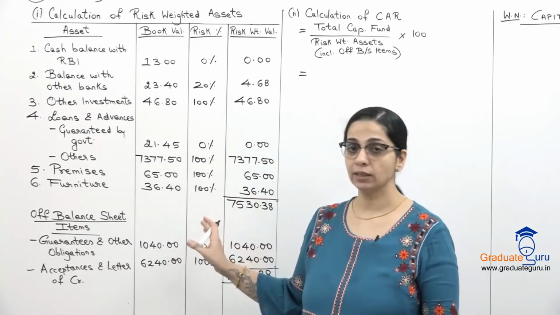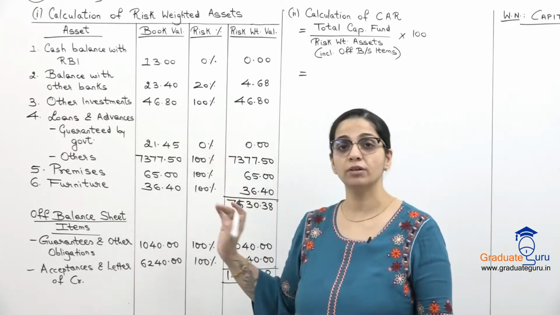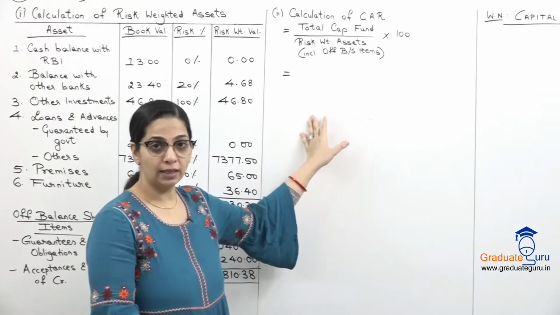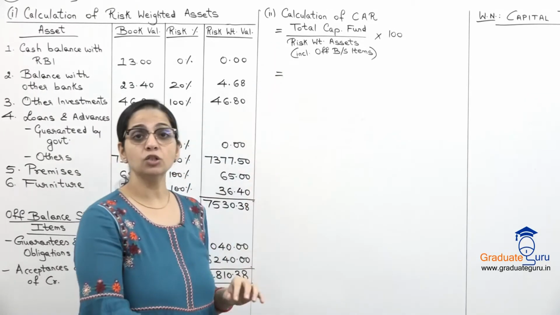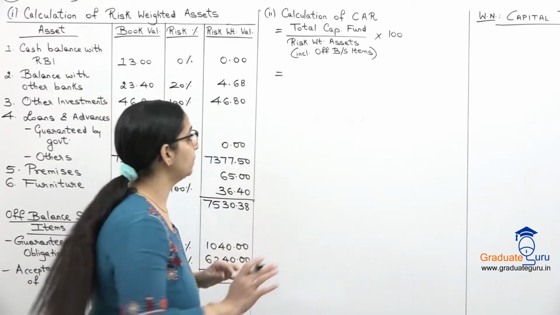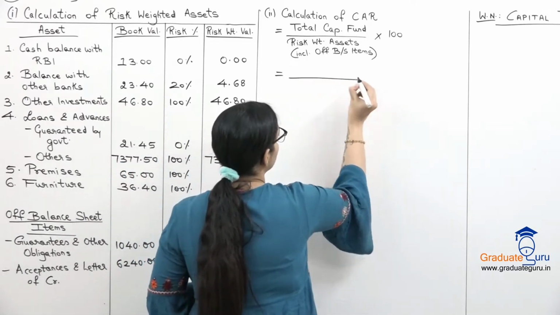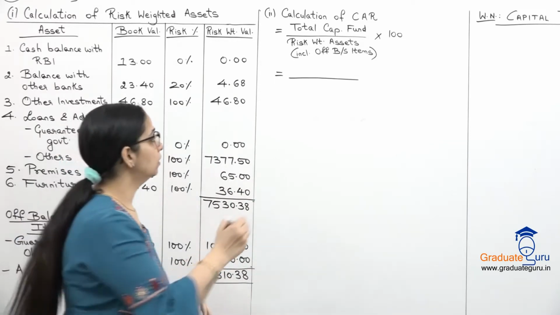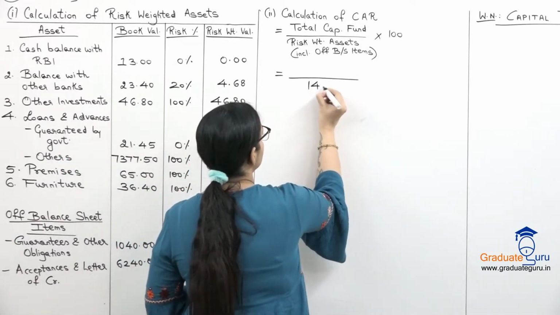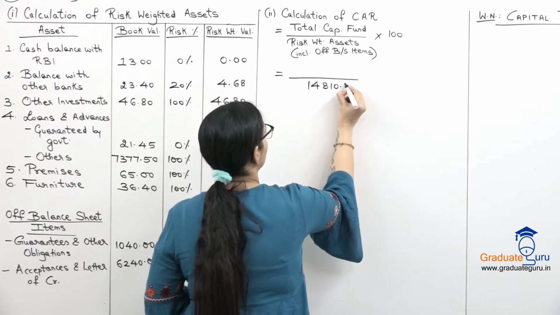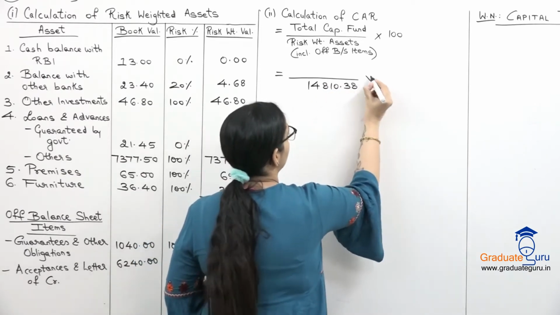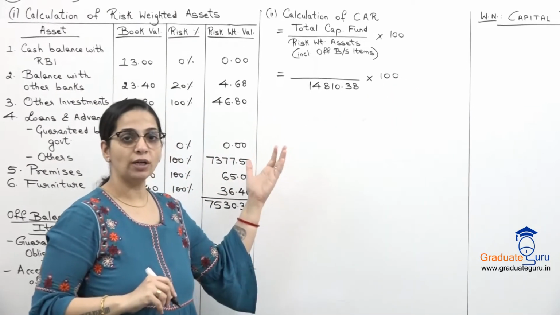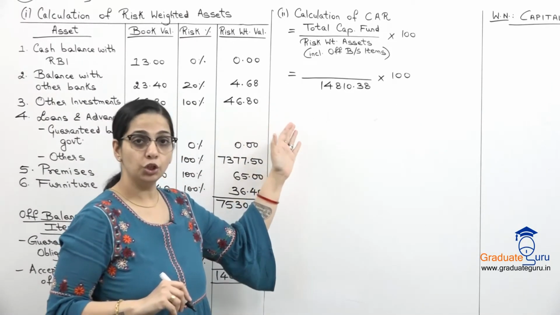So we have done the first part where we calculated the risk weighted assets. Now we will put it in this formula where our numerator is total capital fund. So we don't know that yet. I'll leave that blank. But in my denominator, I'll write down this number which we've got, 14810.38, and into 100. When we get our amount for capital, we will put it in the numerator.